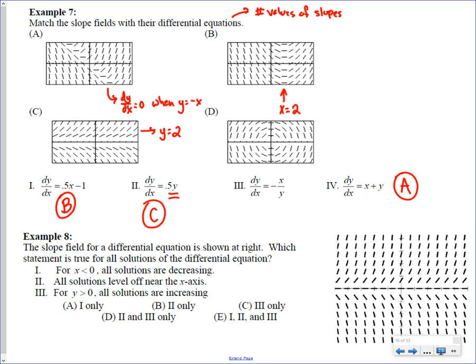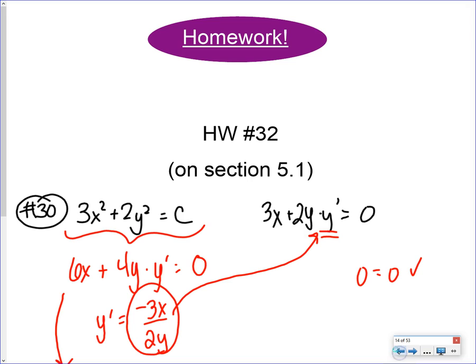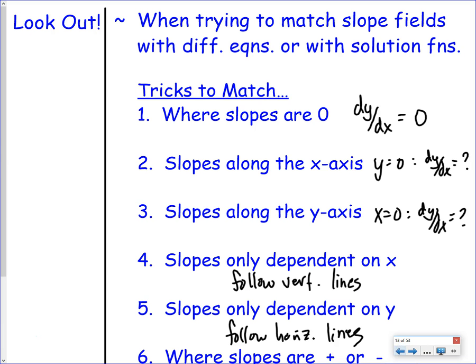And guys, in notes yesterday, didn't we, and maybe you didn't get it all written down, maybe you need to go back and look at it, but didn't we say something to the effect of, hey, when you only have y's, they follow horizontal lines? And when you only have x's, they follow vertical lines? So that hint is there for you guys to look at, yeah?